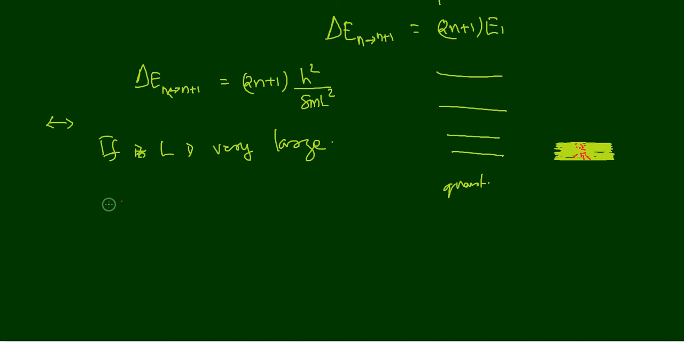What happens to delta E with respect to m? Change in m. If m is very large, what happens? m is also in the denominator, so if m is very large, then delta E will decrease. Delta E decreasing means it approaches the vanishing of quantization, right?